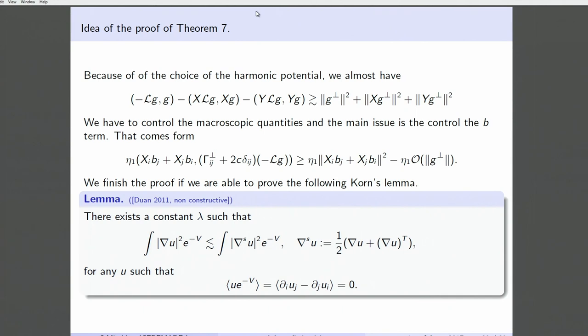So there is a non-constructive proof by Duan, and in fact that works for any V. I have no time, but we can get a constructive estimate here in order to make the proof constructive. So to conclude, all the hypocoercivity estimates I know, or convergence, maybe I can say it like that.